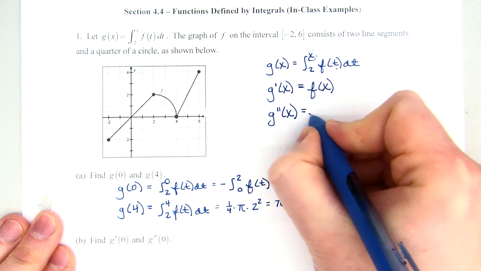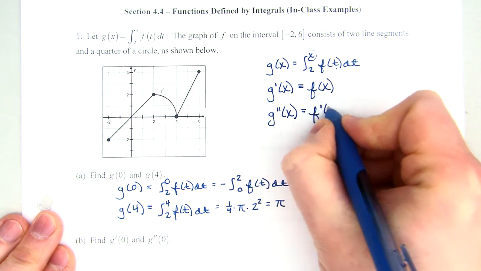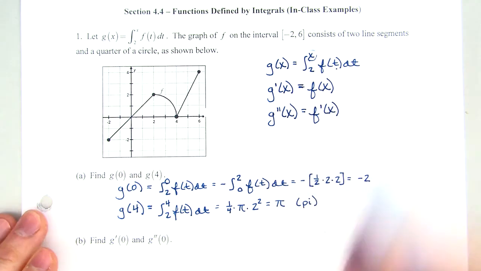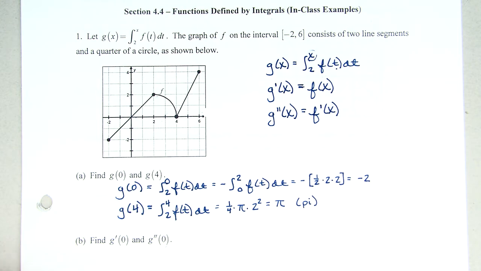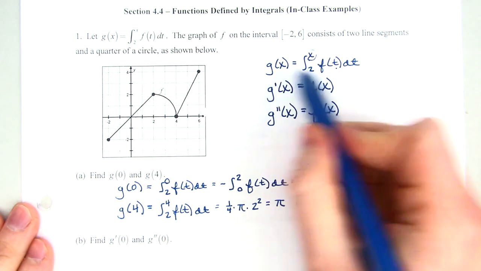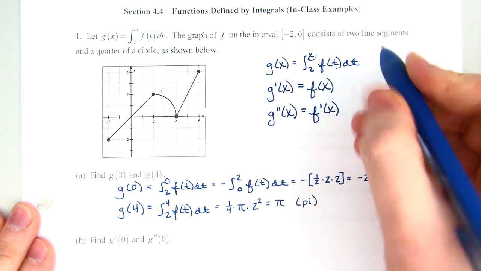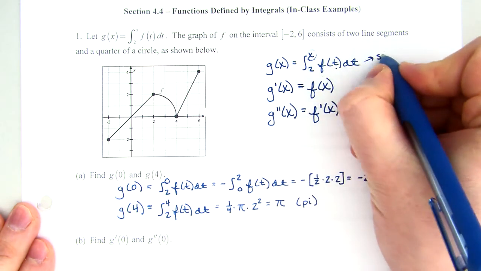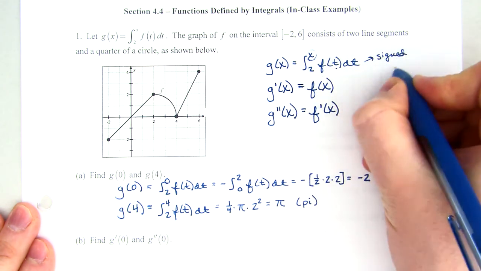The derivative of f of x is f prime of x. g double prime of x equals f single prime of x. Here's what this means as far as interpreting the rest of this problem goes. If I want to know information about g of x, I'm going to do the integral from 2 to x of f of t dt. I'm going to do some signed area things, like we've already been doing.